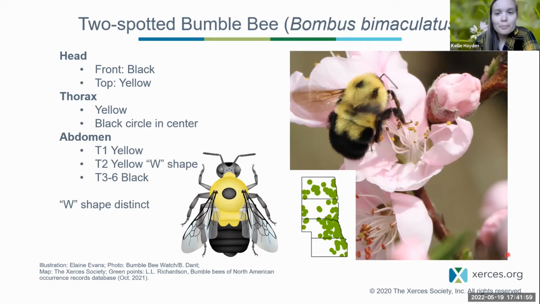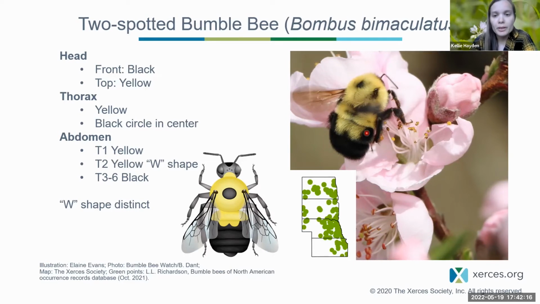The two-spotted bumblebee. This one is kind of similar to the common eastern bumblebee, except the abdomen. The front of the head is black, the top is yellow, the thorax is yellow, and it has more of a defined black circle in the center. T1 is yellow, T2 has that sort of W shape. If you don't see a W right away, just think of it as two spots, like the name. And then T3 through 6 are black. This species tends to emerge a little bit earlier in the season, so that might just be helpful to know if you go out and do surveys earlier.